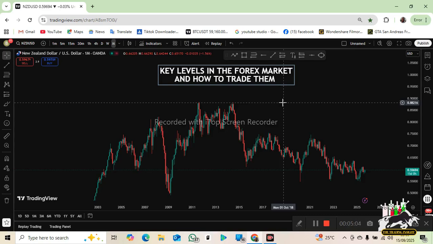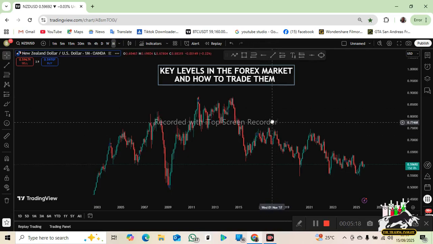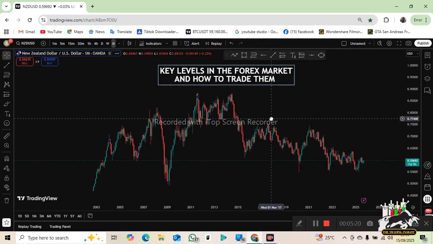So now let me draw key levels in the market. I want to show you how to draw key levels in the market. Key levels are strong levels or areas where price reacts in the market. So for example, this chart is a monthly chart, and that's how I draw my key levels.